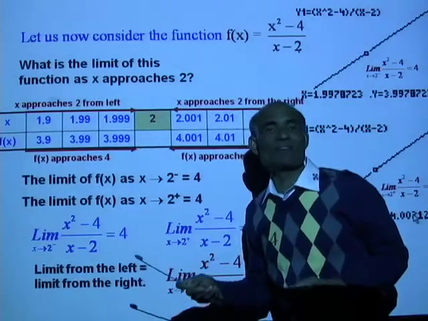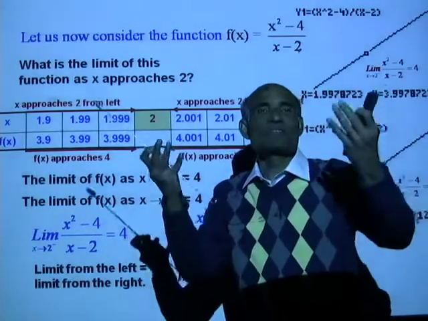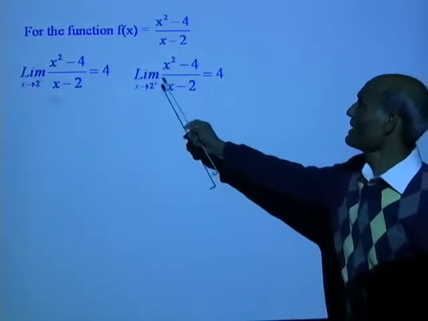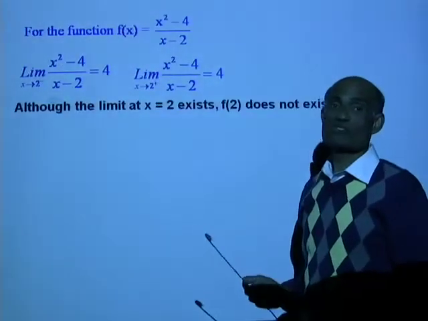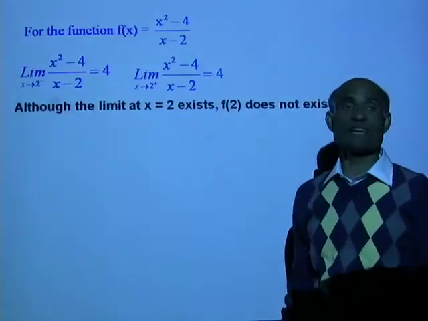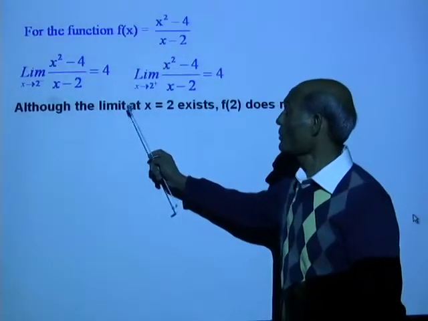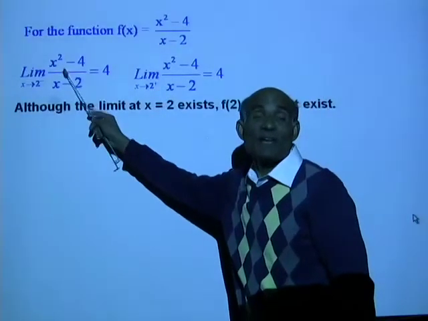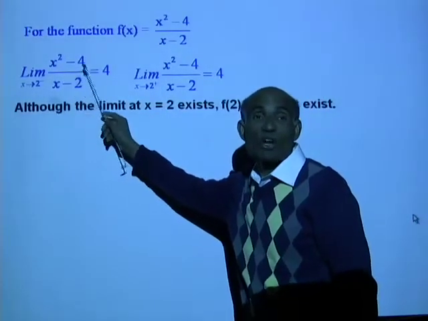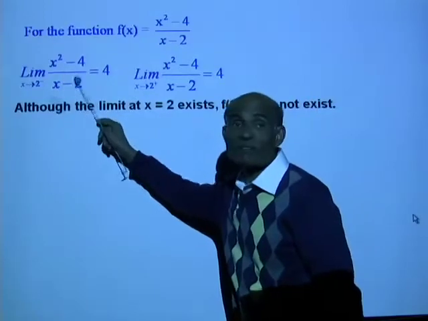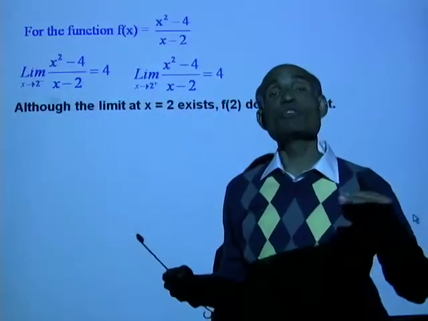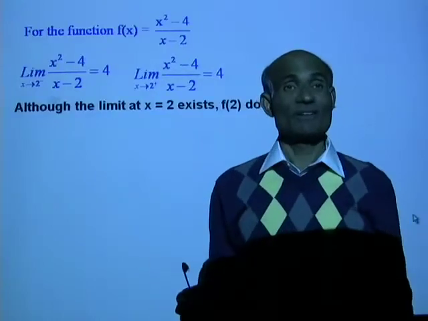must be equal. If they are not equal, the limit does not exist. Alright, we have seen all this. Let's use that to make our general statement. Now, although the limit at x equal to 2 exists, the limit as x gets closer and closer to 2 from the left and the right are both the same. Therefore, we say the limit exists.